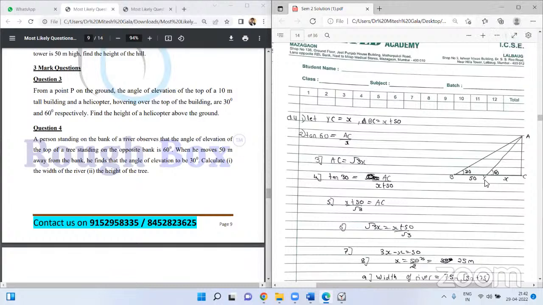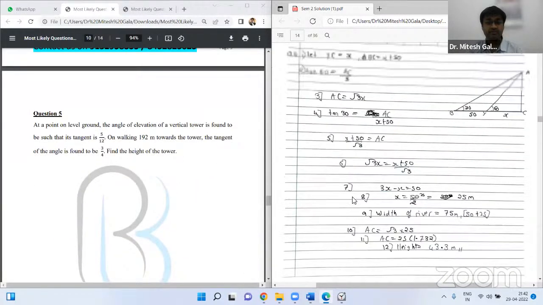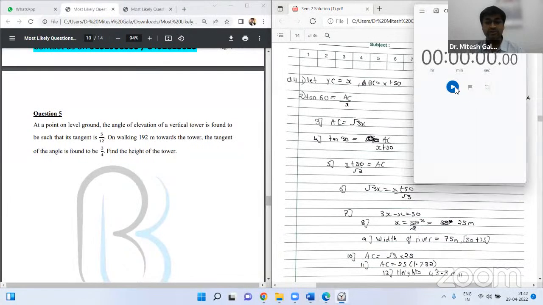Sir, unless the height of a person is given, we don't have to consider it. Yeah, unless it's given, don't consider it. Okay, last question, sum number 5. Again, a typical one. A good question, you can expect this one where they don't give you the tan angle, they give you the value of the tan. It's a nice question. Try it.